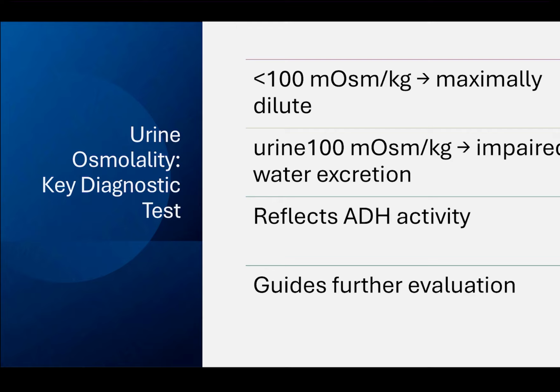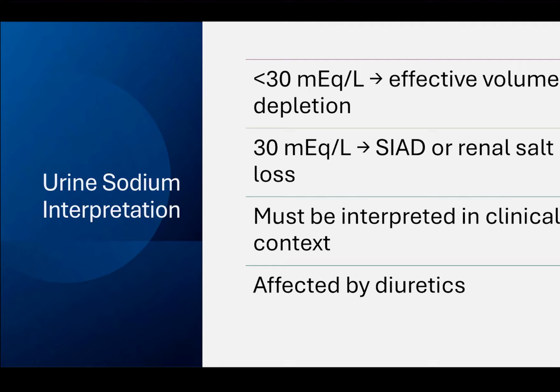Urine osmolality is a critical investigation in hyponatremia. A maximally dilute urine indicates appropriate suppression of ADH, while concentrated urine suggests persistent ADH activity, which is abnormal in the presence of hyponatremia. Urine sodium concentration helps distinguish between renal and extrarenal causes of hyponatremia. Low values suggest sodium retention due to decreased effective circulating volume, while higher values indicate inappropriate renal sodium loss or euvolemic states such as SIAD.